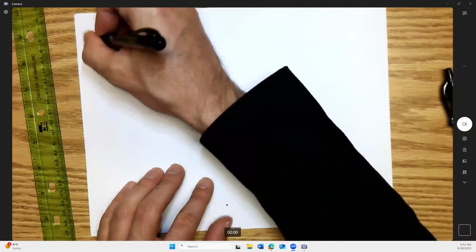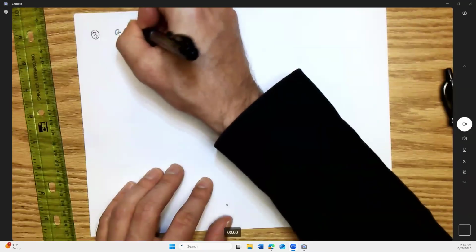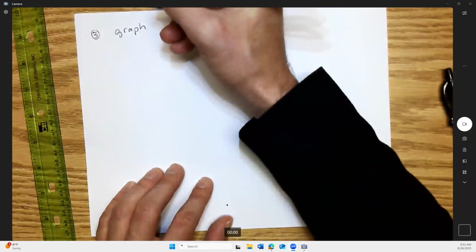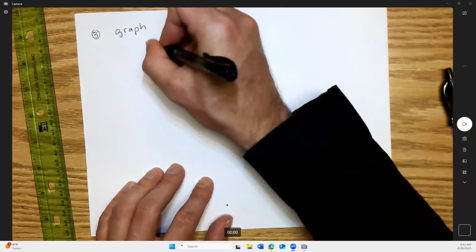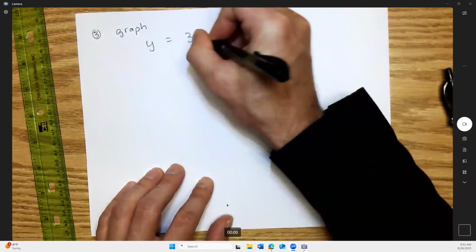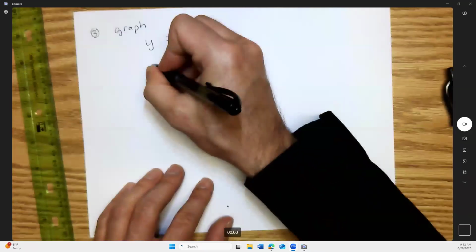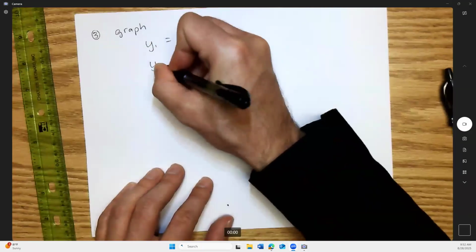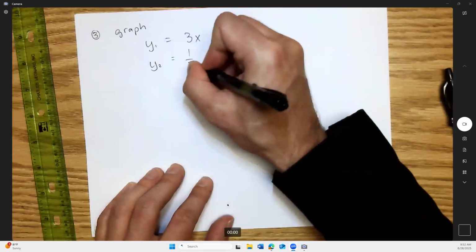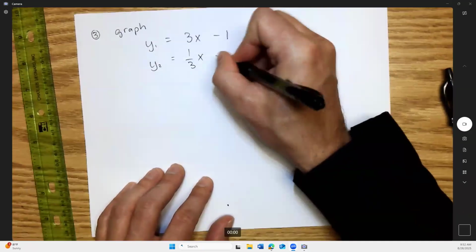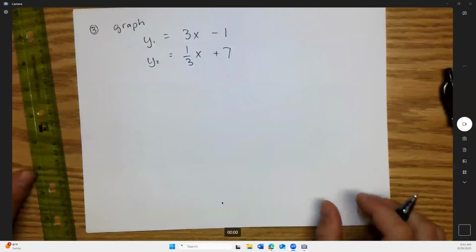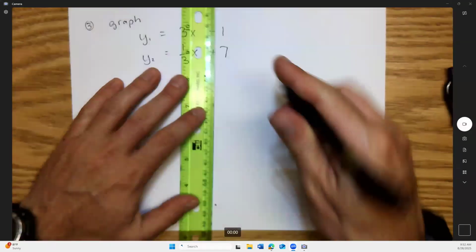I want you to graph. Okay. But let's do this. So y equals 3x minus 1. Okay, let's make two graphs. So it calls like y1 and y2. Let's do 1/3 x plus 7. We'll put both of those graphs on the same set of axes.